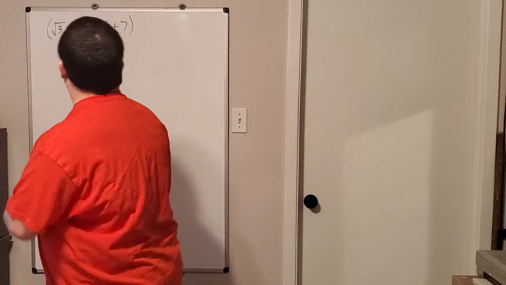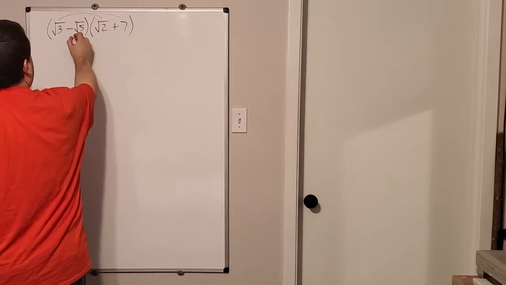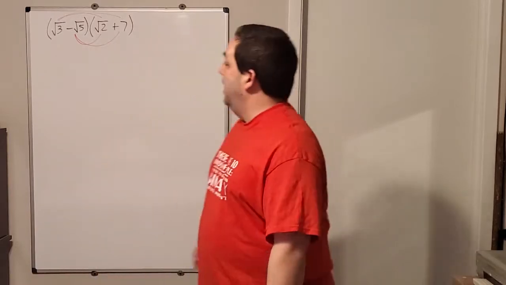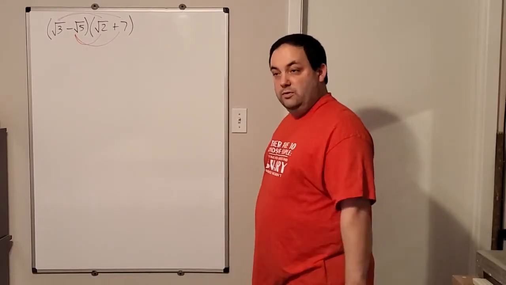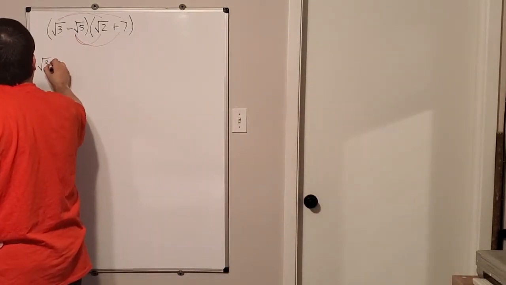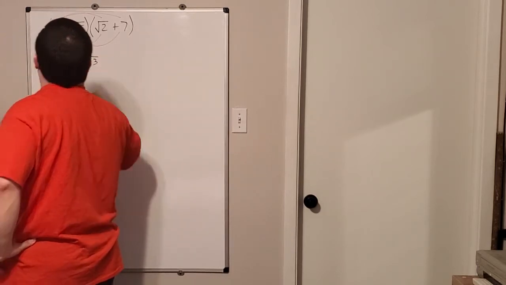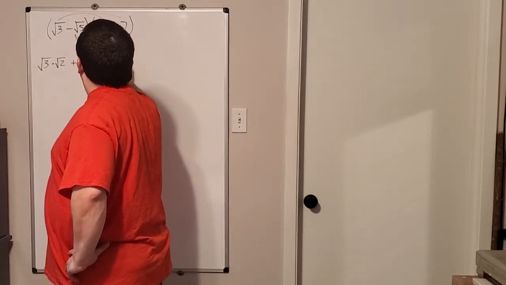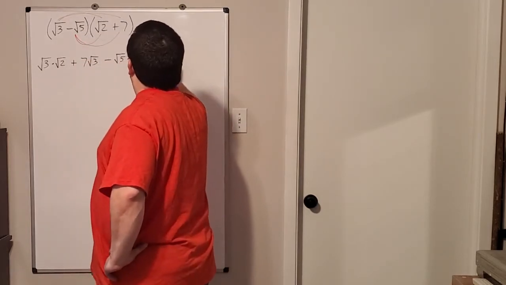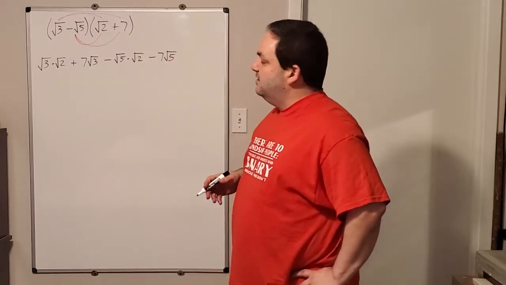So what's really happening here is I'm going to distribute the square root of 3 to both, and then I'm also going to distribute the negative square root of 5 to both, right? So I'm multiplying it out much like you would polynomials. So square root of 3 times square root of 2, plus 7 times square root of 3, minus square root of 5 times square root of 2, minus 7 times square root of 5. Okay, so I'm just writing out all the pieces so you can see where I'm going with this.